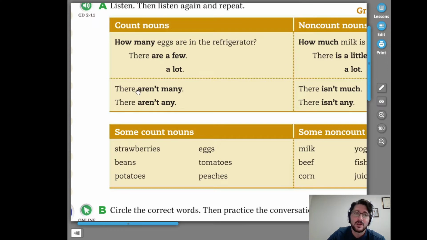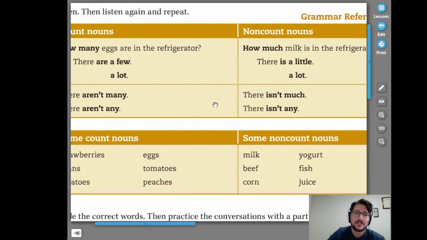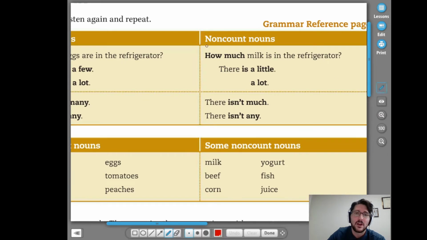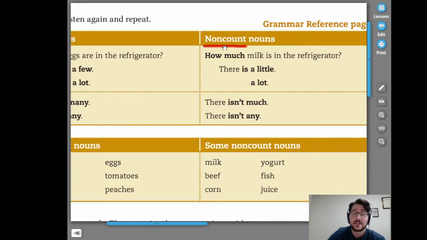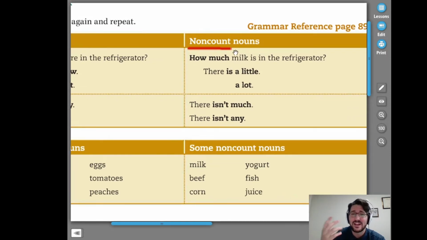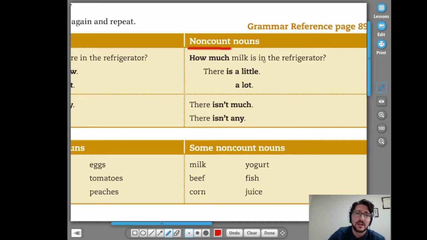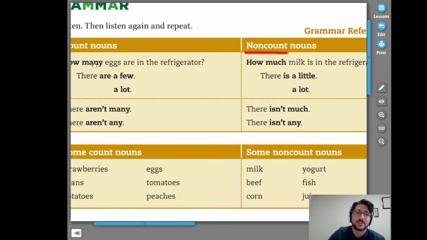There's a little bit more I want to explain later. For right now, let's go ahead and look at non-count nouns. So non-count nouns are 셀 수 없는 명사. Words that you cannot count easily, right? So for example, we have the first one. 따라해 보세요. How much milk is in the refrigerator? Right, 비슷한 질문. Similar question.